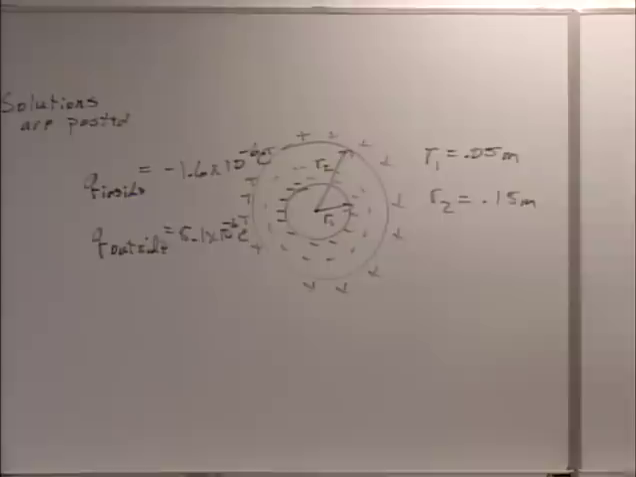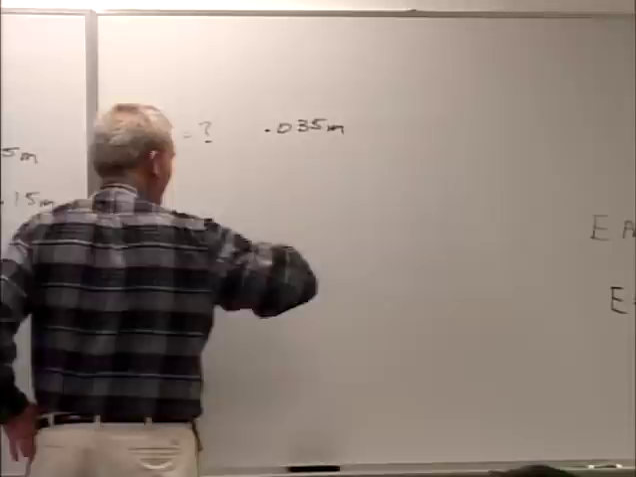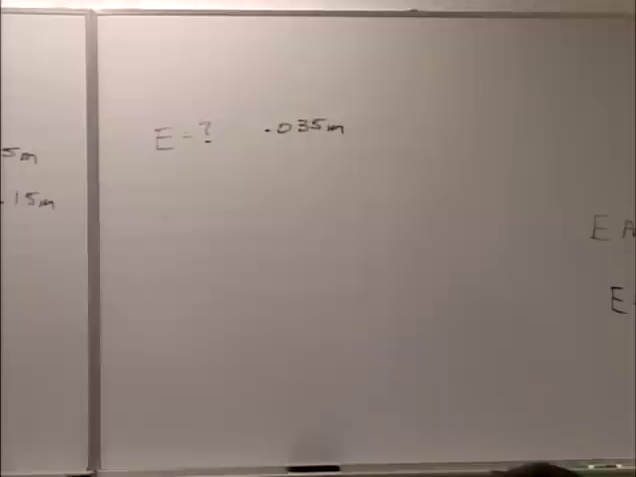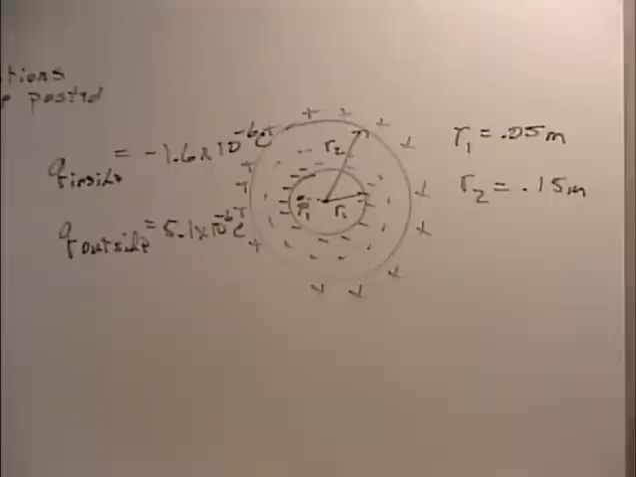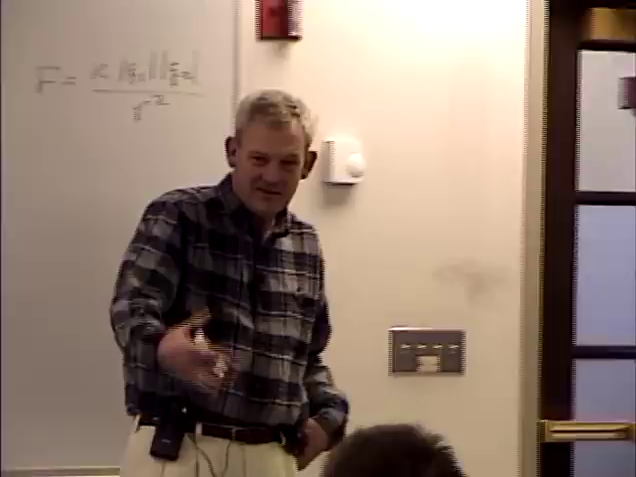What's the electric field at a point 0.035 meters from the center? So a distance right here. What's the electric field right here at this point, P1? What would it be? That's a gimme. What's the electric field inside any conducting surface? Zero, yes. It's going to be zero.